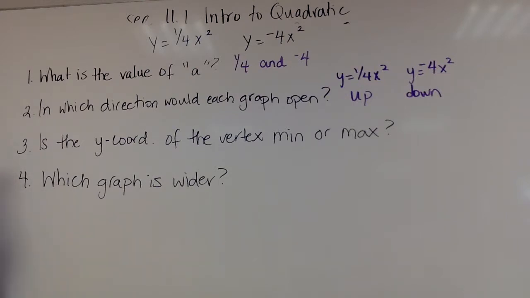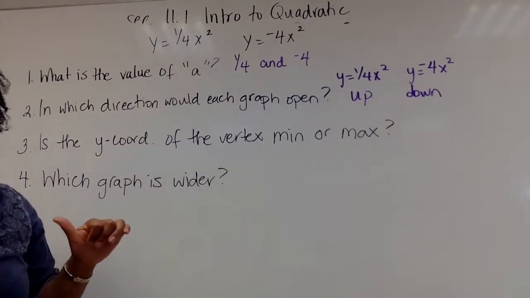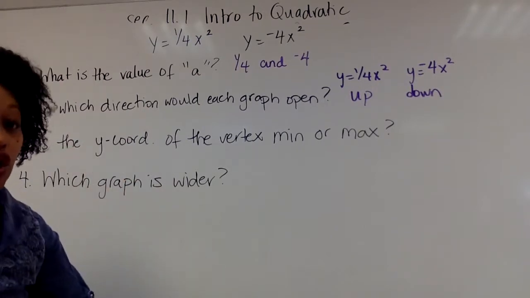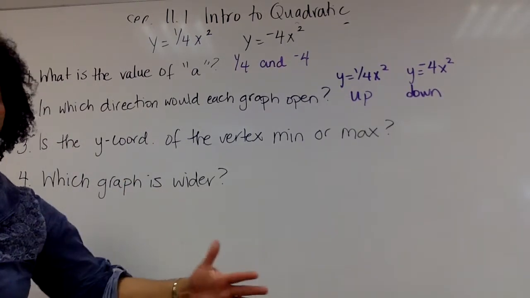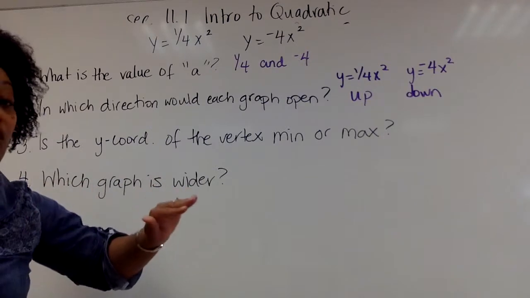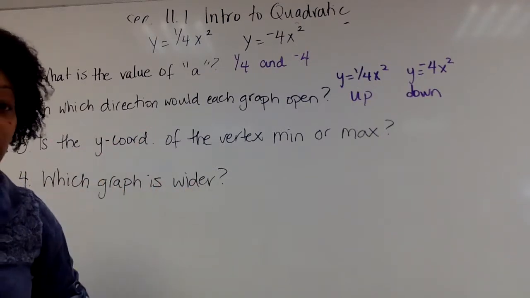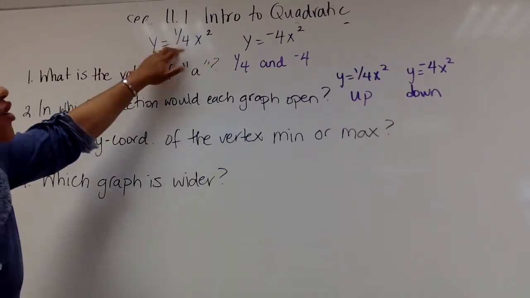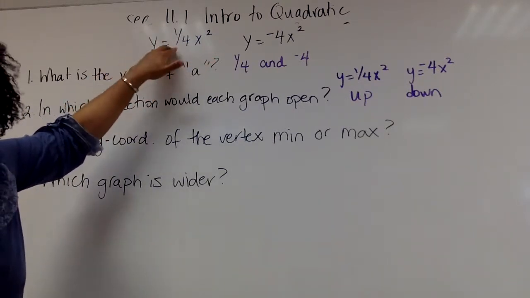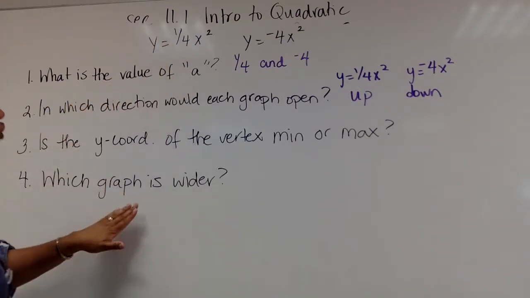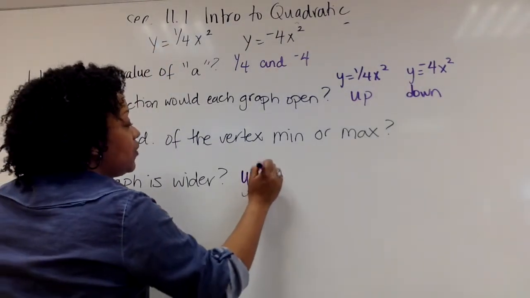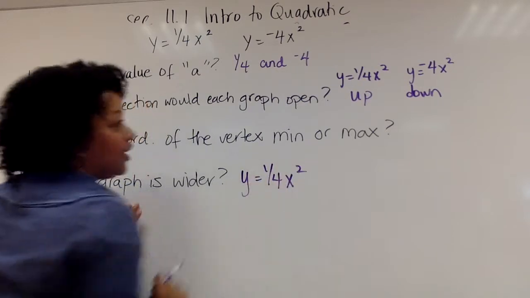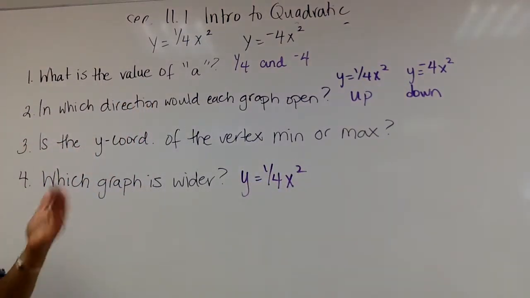Question number four says, which graph is wider? Well, I just wrote down in the last video that the smaller your number, the wider it is. Doesn't matter which one is negative. The smaller the number, the wider your graph. So if you look at your two functions, clearly you have a fraction here, so that will give you the wider graph. So which graph is wider? The one that has 1/4 x squared.